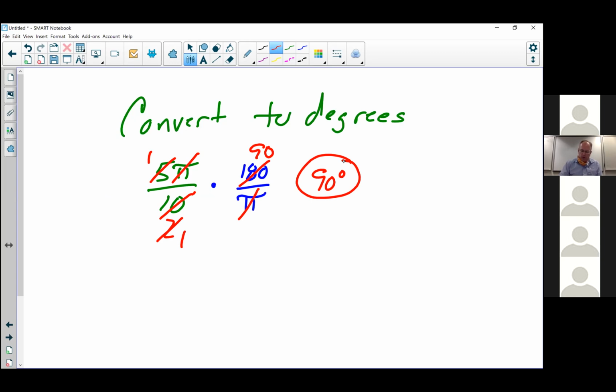So the big thing to know on this is you take your radian times 180 over pi and reduce.